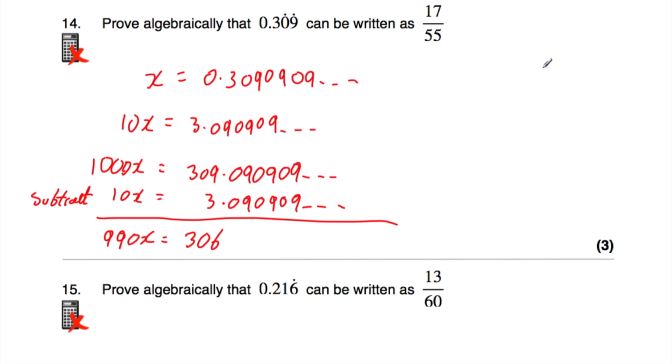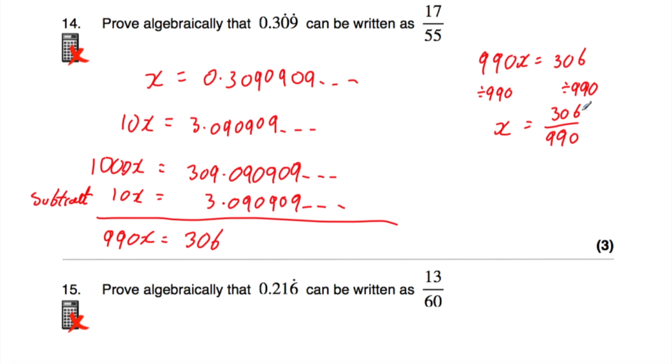So let's divide both sides. Actually, let's write up here to begin with. 990x equals 306. So let's divide both sides by 990. So divide by 990 and divide by 990. On the left-hand side, that would just leave us with x. And on the right-hand side, we get 306 over 990. Okay, so we now want to cancel this down, and hopefully it'll cancel down to 17/55.